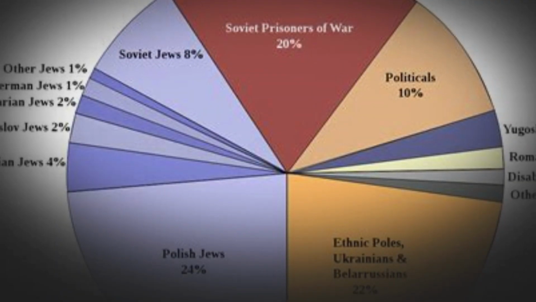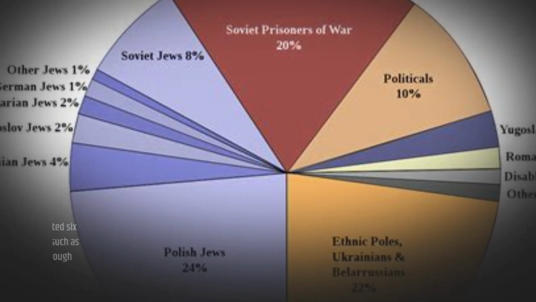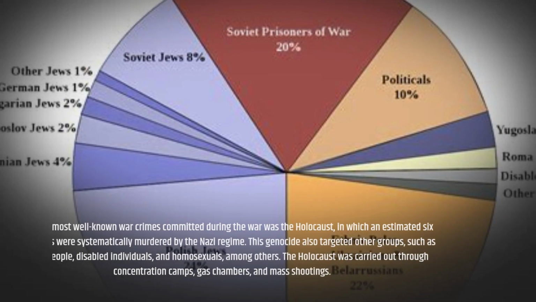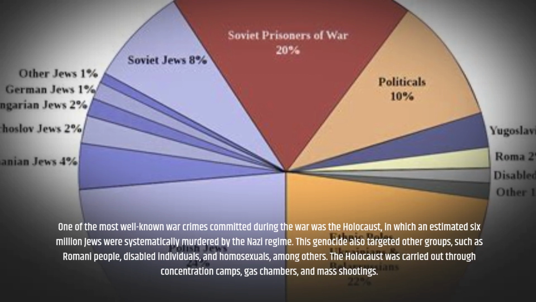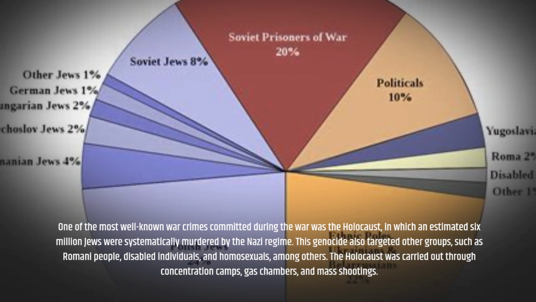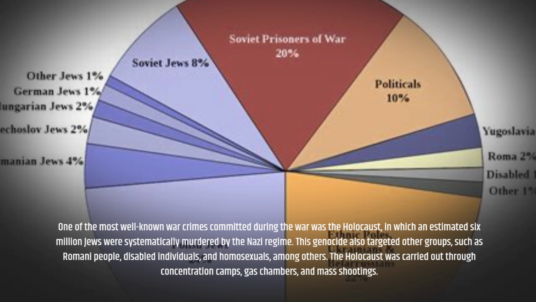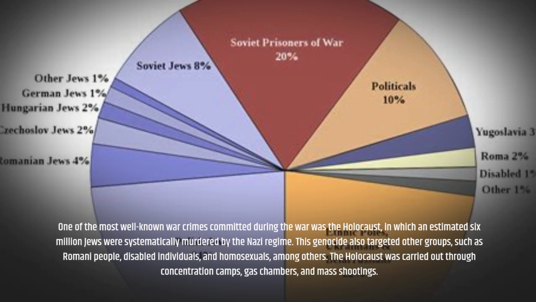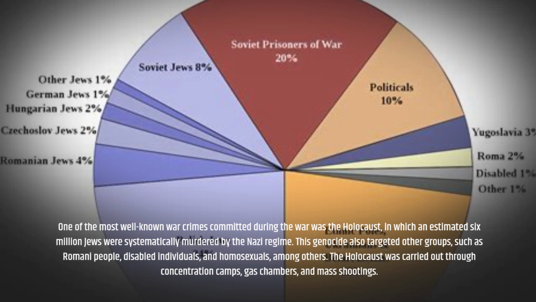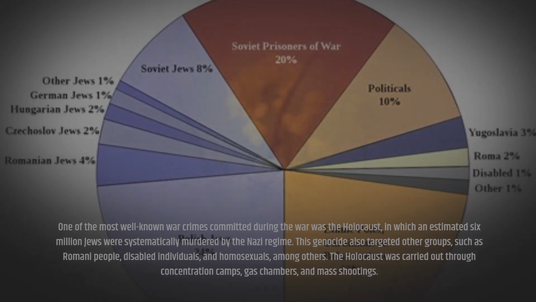One of the most well-known war crimes committed during the war was the Holocaust, in which an estimated 6 million Jews were systematically murdered by the Nazi regime. This genocide also targeted other groups, such as Romani people, disabled individuals, and homosexuals, among others. The Holocaust was carried out through concentration camps, gas chambers, and mass shootings.